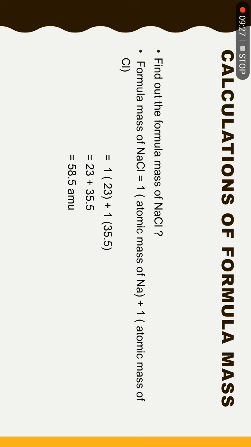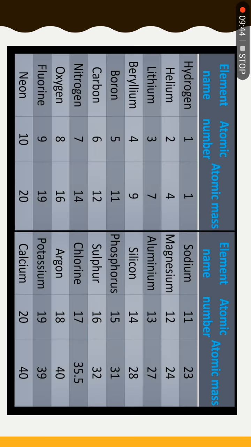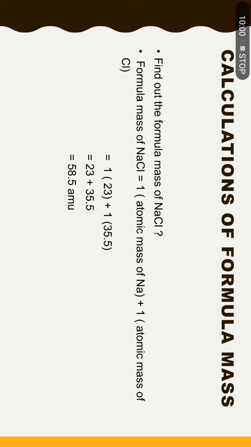There is a question given: find out the formula mass of NaCl. NaCl is an inorganic compound. So let's talk about the atomic mass of sodium. If we look at the table, let me go back to the table. The atomic mass of sodium is 23, and from the table, if we look at chlorine, 35.5 is the atomic mass of chlorine. So let's put these values in the formula.